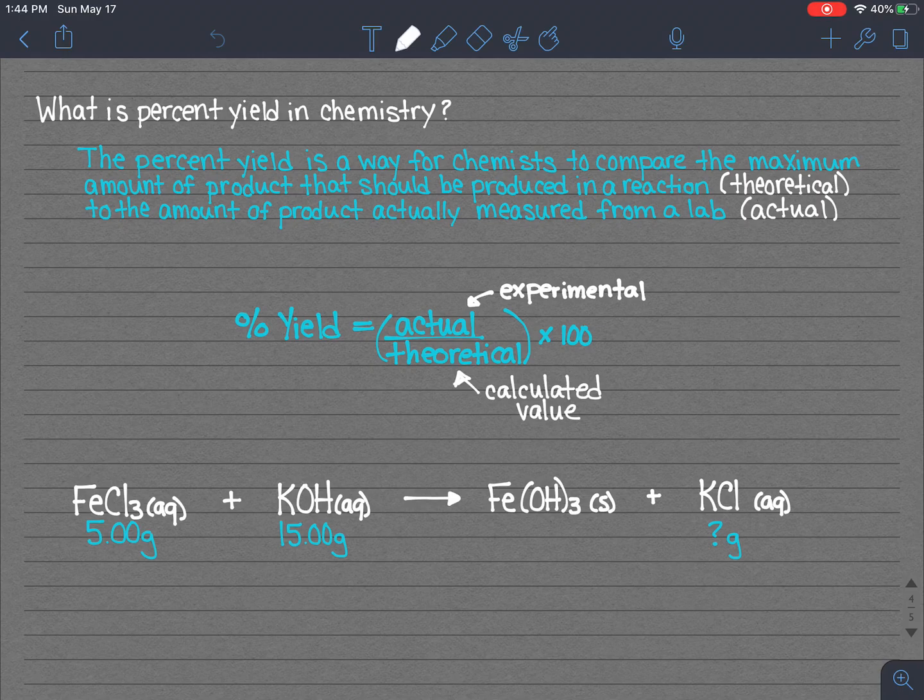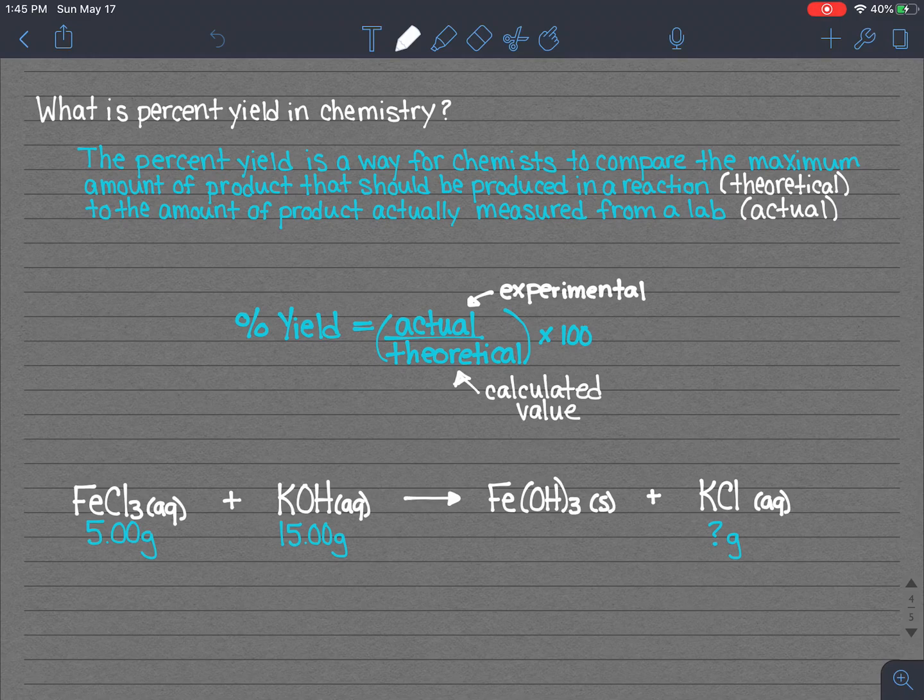So that's based on the calculated values. That's what you're using stoichiometry for. Typically in these problems, you're going to be given the mass of a reactant, and you'll be asked the mass of the product. Then it'll say this is how much you actually collected in lab, and you'll just do a comparison of the actual over the theoretical you calculated. And because it's a percentage, you'll multiply that by 100.